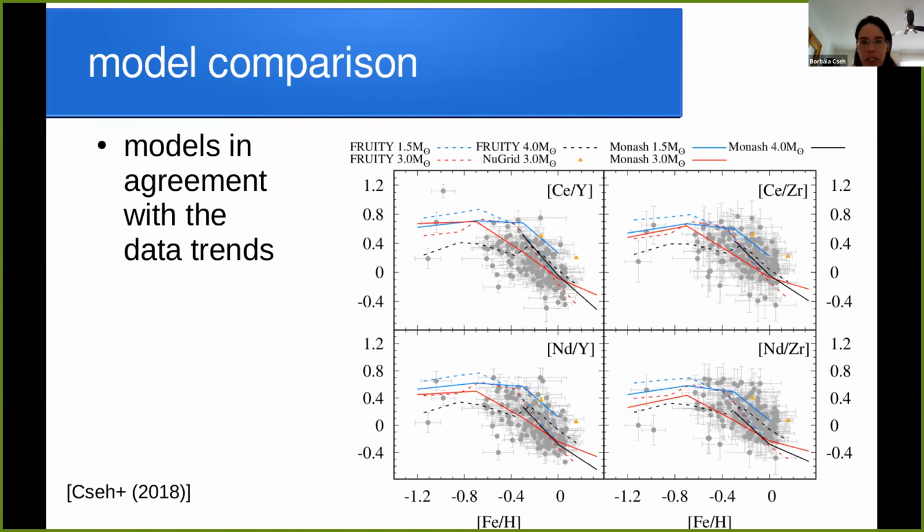For FRUITY, it's the dashed line. We have 2 new models marked as triangles, and 3 different Monash models. So the FRUITY and Monash models are for 1.5, 3, and 4 solar mass, and the new model is a 3 solar mass model. And as you can see on this plot, all of these models agree with the observations. The trend is the same. So if we move to larger metallicities, the different ratios of the heavy and light s-process type elements are lower, as it is seen also in the models.